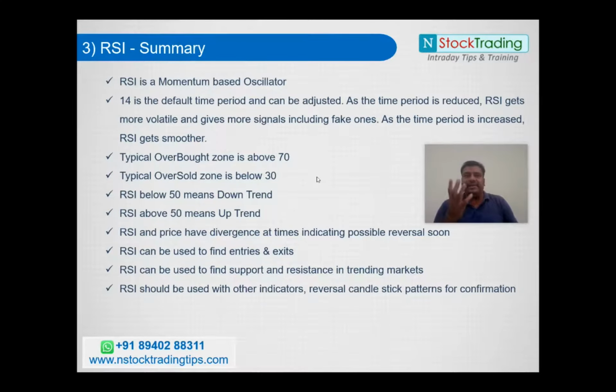See, typically the overbought zone is above 70 and the oversold zone is below 30. Normally people say it is 80 and 20. No, that's not always right. It's better to be safe and stay around 70 and 30 so that you can avoid the reversals that happen in the overbought and oversold regions. Now, I showed you about this RSI middle line, which is the 50. Anything above 50 RSI means it's an uptrend, and anything below 50 means it's a downtrend.